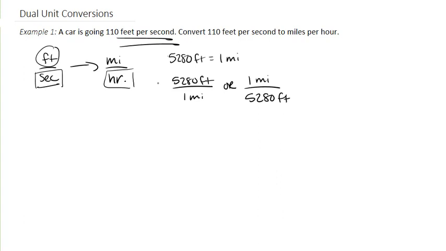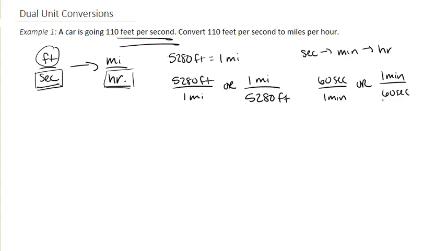And then let's look at time. We have seconds and we have hours. So there isn't a direct one from one to the other. So we're going to first have to go from seconds to minutes to hours. So how we can do that is we have either 60 seconds over 1 minute or 1 minute over 60 seconds.